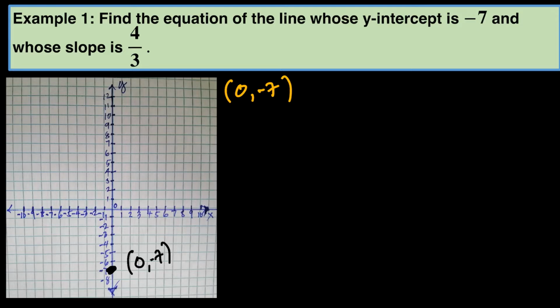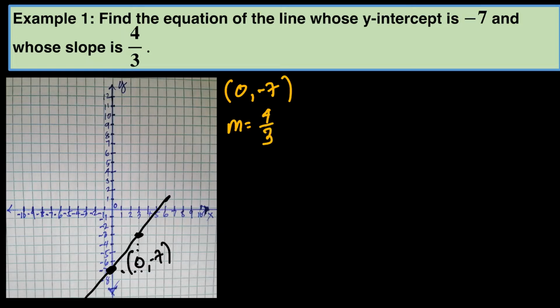All right, and we are also given the slope, which is 4/3. So the run is 3, let's count 1, 2, 3, and the rise is 4, so 1, 2, 3, 4. So there is a point here, and this is the line whose equation we are trying to solve. So what do you think is the equation of this line, given its y-intercept and slope? The slope is 4 over 3.